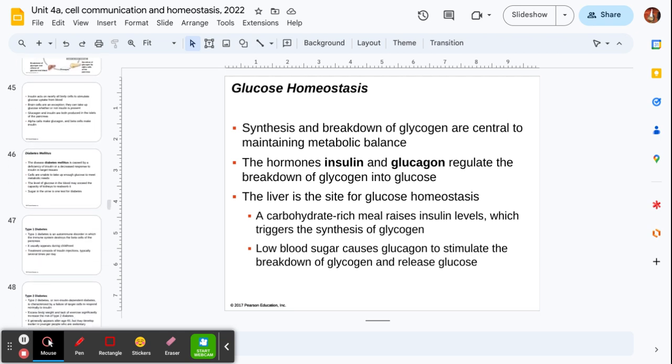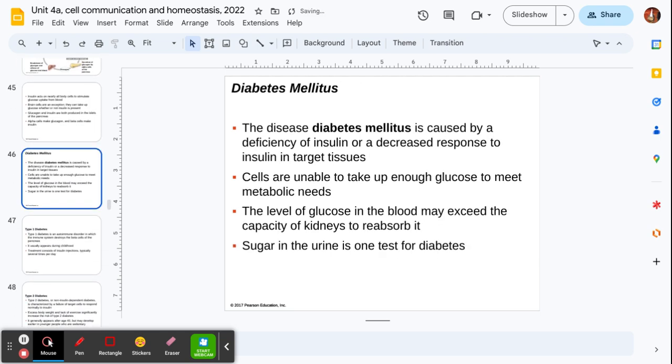Where I left off yesterday was on where insulin no longer works, and that's when you have diabetes mellitus. There's two forms of this, and it's just typically called diabetes. Mellitus refers to sweet urine. Because what is happening in people with diabetes is they are excreting excessive amounts of glucose in their urine.